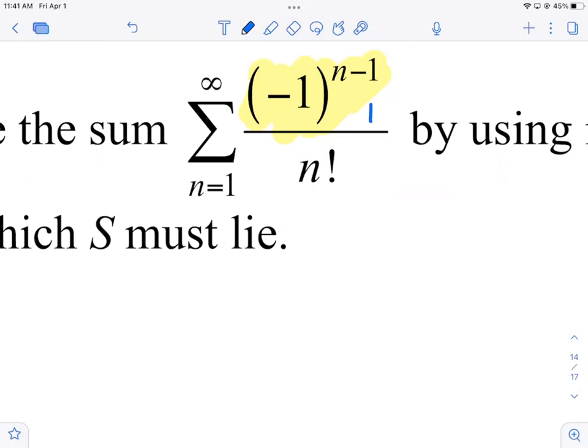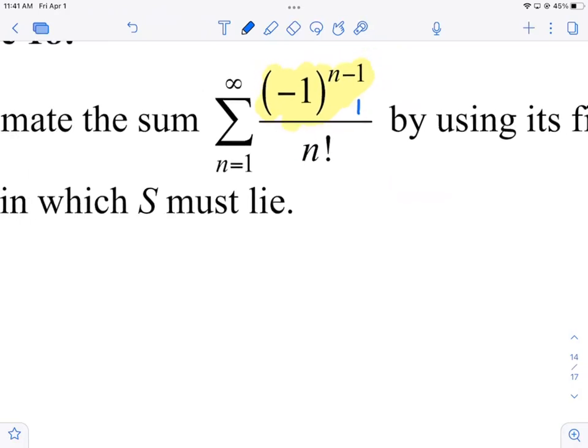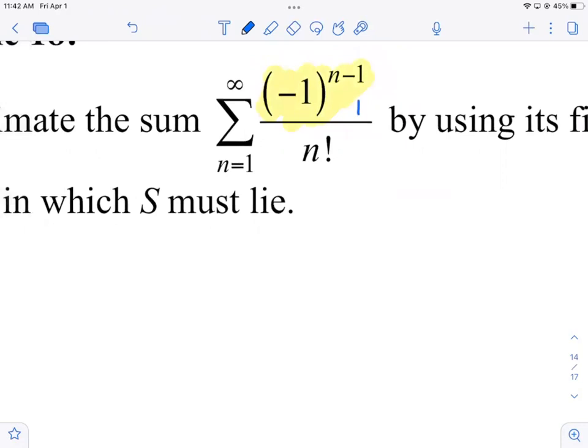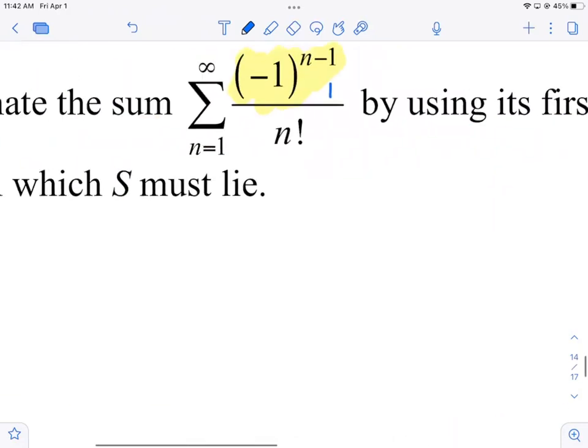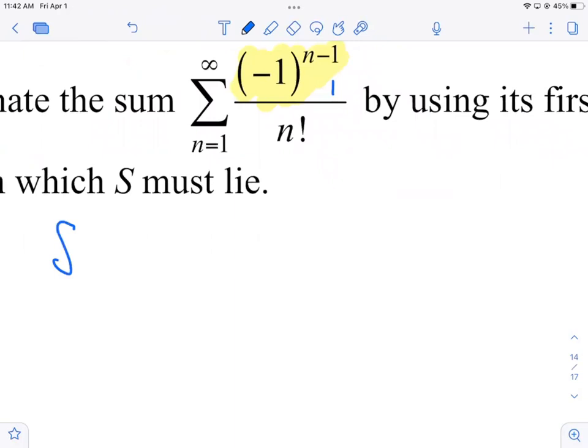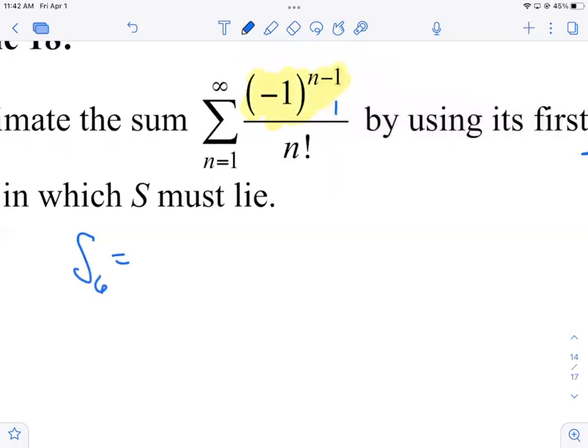So this is a convergent alternating series. Now, what is it equal to? Well, we don't know. So let's go ahead and start lifting out some of the terms. It says to use the first 6 terms. So I'm going to call this S sub 6, the 6th term partial sum. And we just start generating the terms, right?